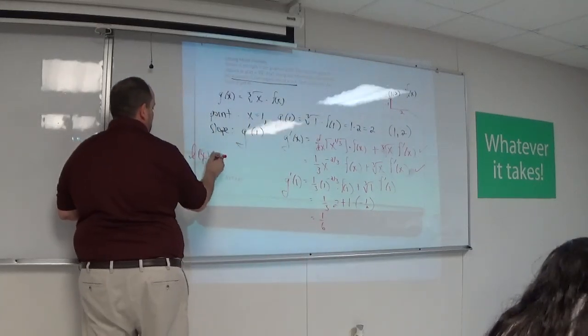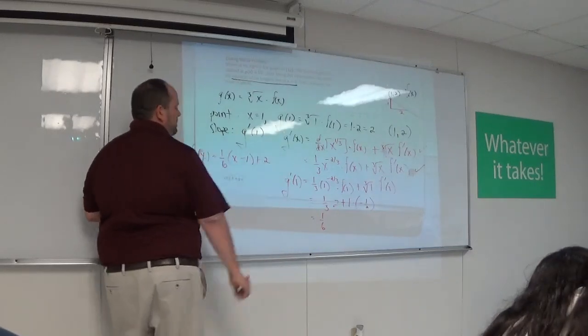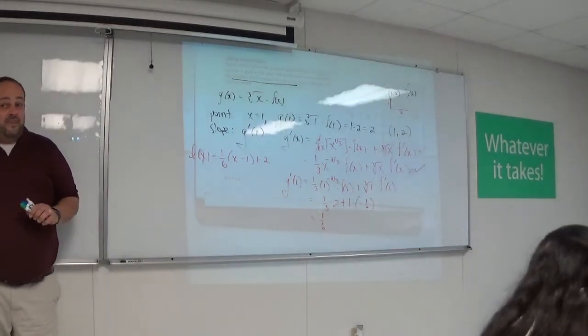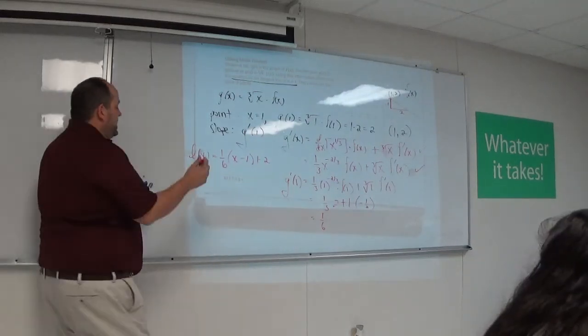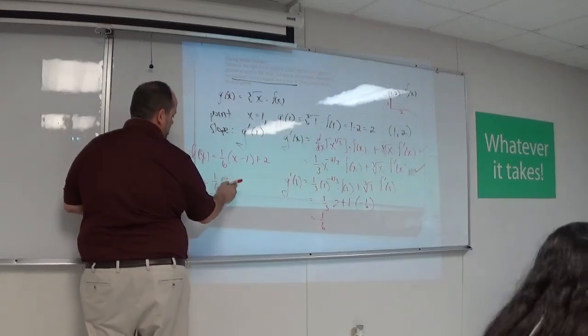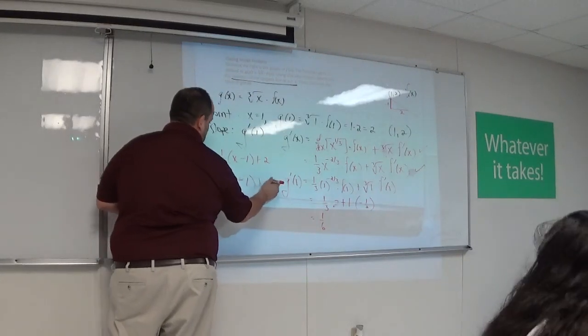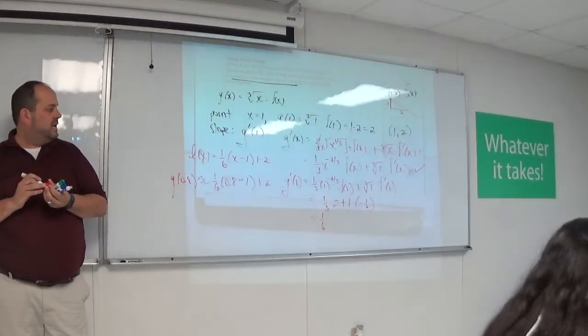Equation of the tangent line: L of x is 1/6 times (x minus 1) plus 2. That's great, but that's not done. g of 0.8 is approximately 1/6 of (0.8 minus 1) plus 2. It's just what you get when you plug in. Nice job.